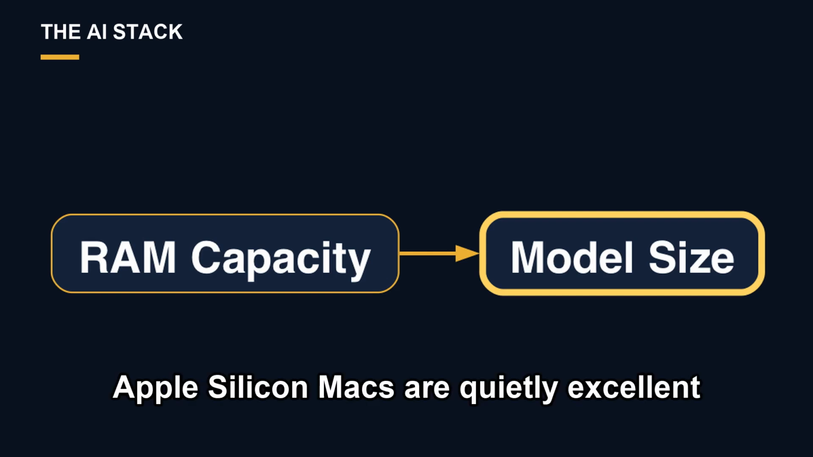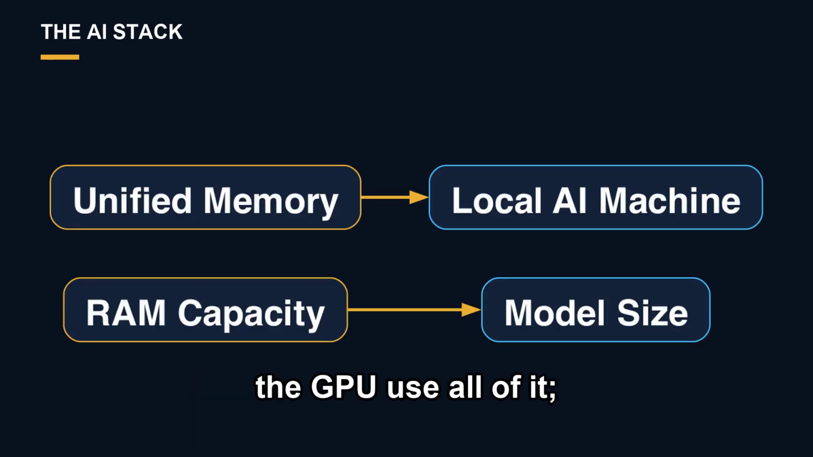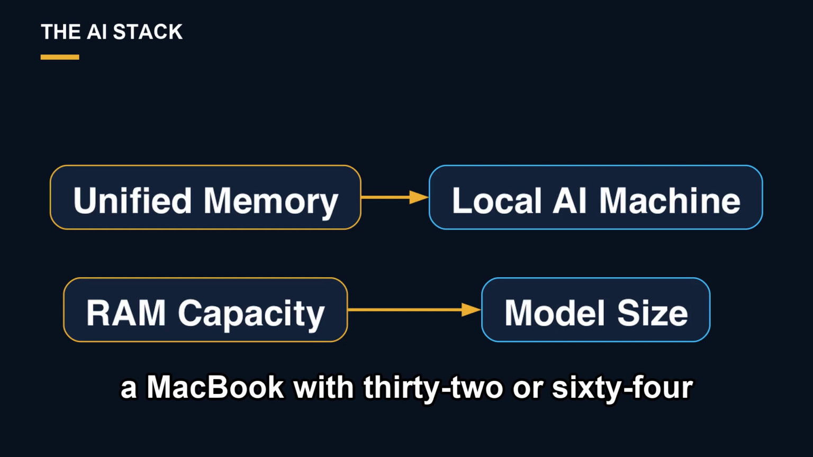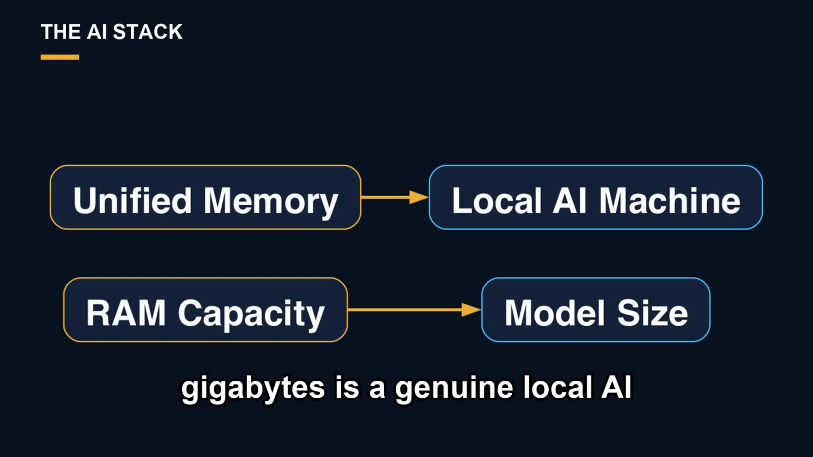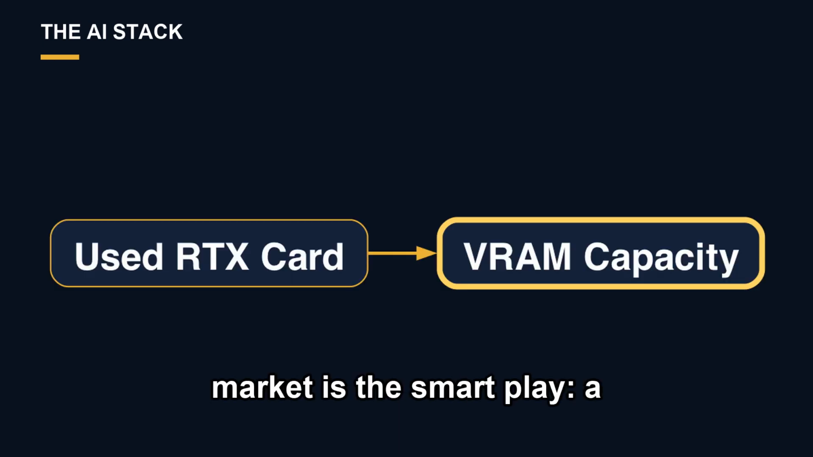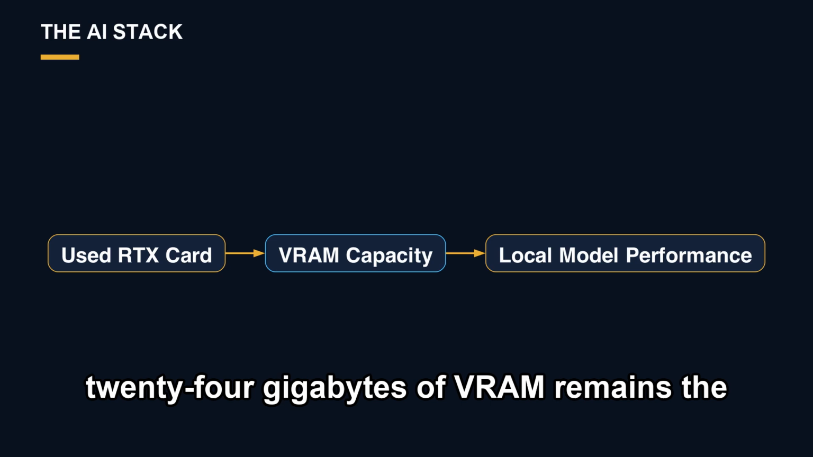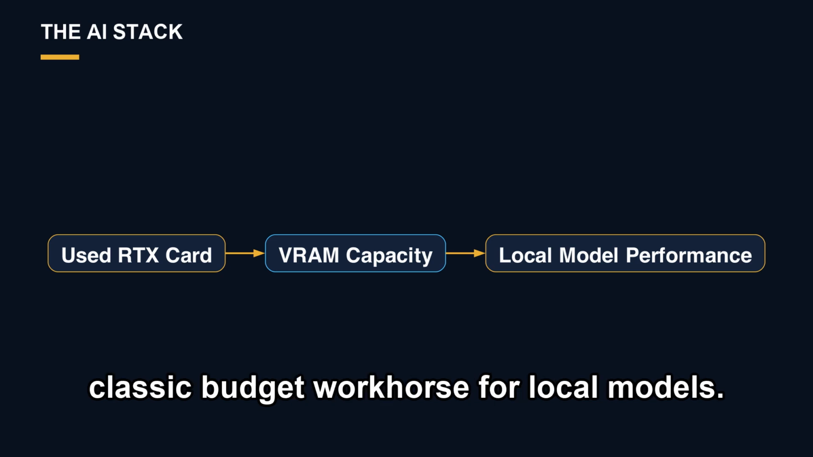Apple's Silicon Macs are quietly excellent here because their unified memory lets the GPU use all of it. A MacBook with 32 or 64 GB is a genuine local AI machine. On the PC side, the used market is the smart play. A second-hand RTX 3090 with 24 GB of VRAM remains the classic budget workhorse for local models.